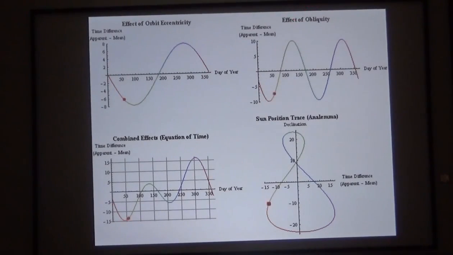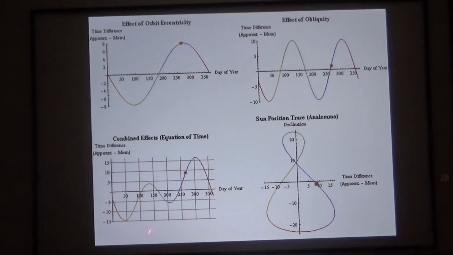Whereas the effect of the obliquity, or the effect of the tilt, because you saw that, you know, the path across the sky, you've actually got like a double sine wave in the year there. And if you combine these two together, you end up with this here, which is called the equation of time.